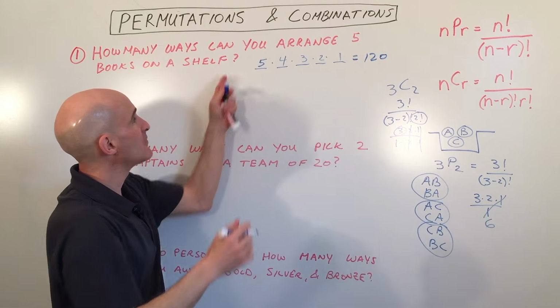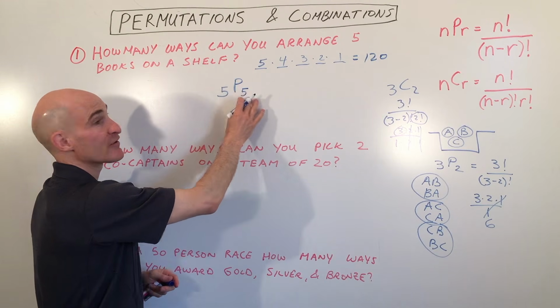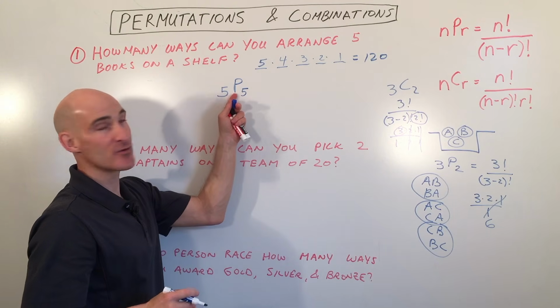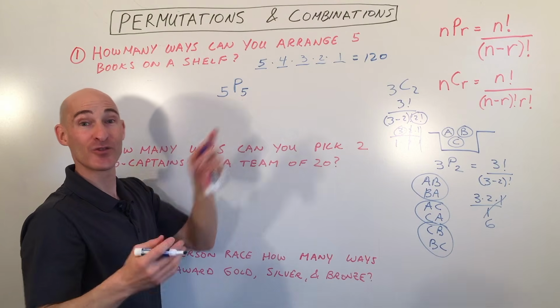The other way to do this problem is you could say, well, out of 5 books, how many ways can I pick 5? Okay, the P stands for permutations, but I just like to say pick 5. So out of 5 total, how many ways can you pick 5 where the order matters?